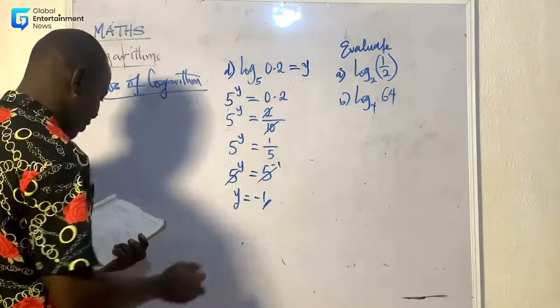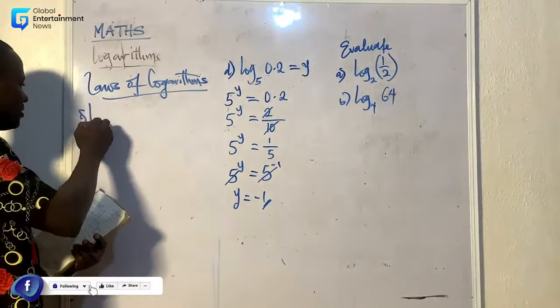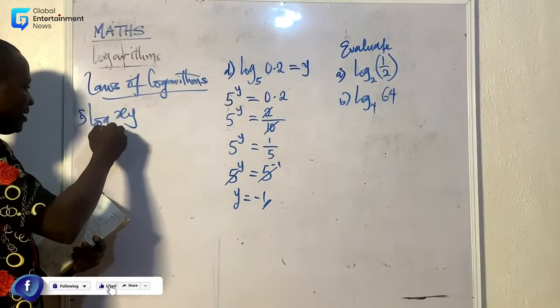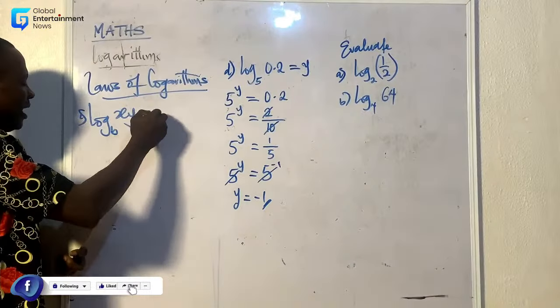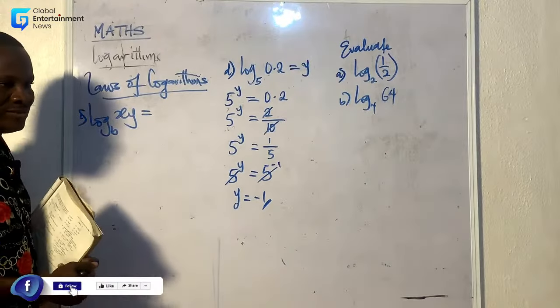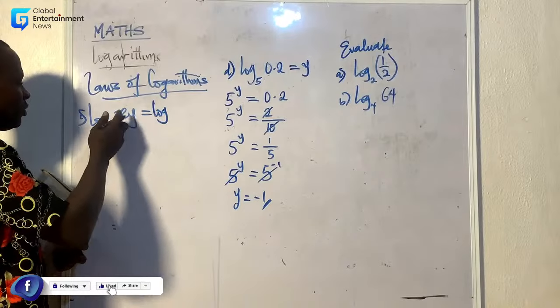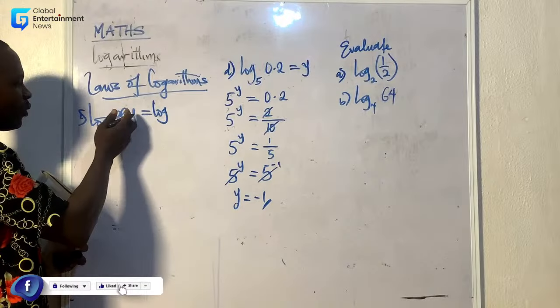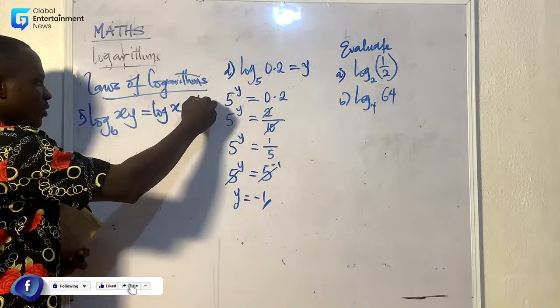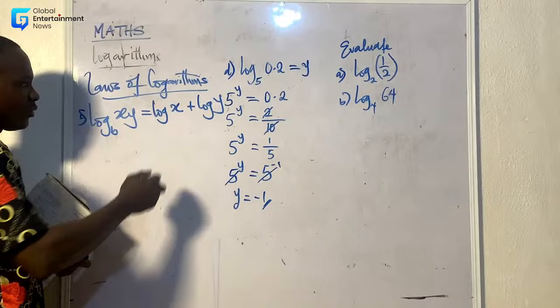The laws of logarithms. The first law is log xy base b. Log xy base b: what sign is between x and y? Times. And once we see times, we turn it to plus. We separate the log: log x plus log y, which is the second one. If it is times, you turn the log to plus.